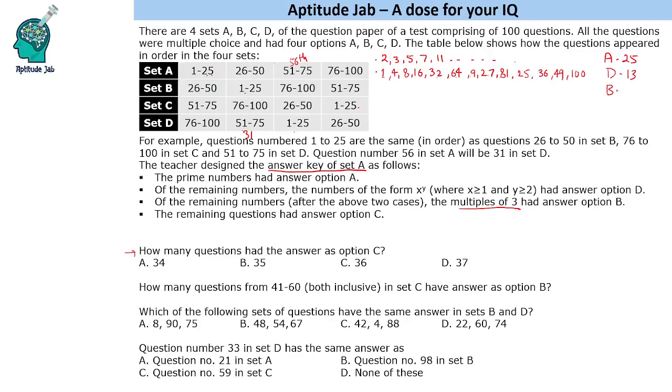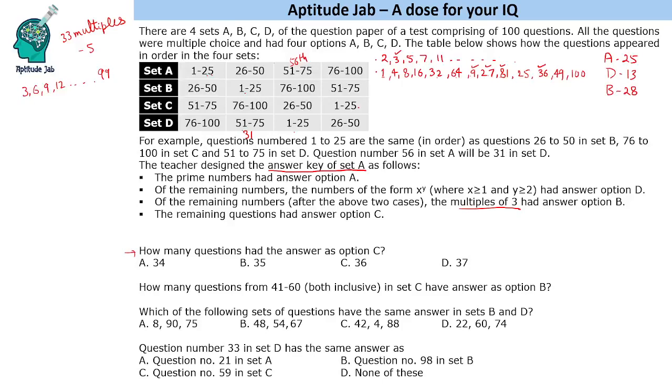So answer option B we will have to find out. Now should we count each and every multiple of 3? No, we do not. We know that the multiples of 3 are 3, 6, 9, 12, etc. till 99. So we have 33 multiples of 3. We just need to exclude the ones that have already been covered. We have 3 here, and in this case we have 9, 27, 81 and 36. So we need to remove 5 numbers from here. So option B has 28 questions.